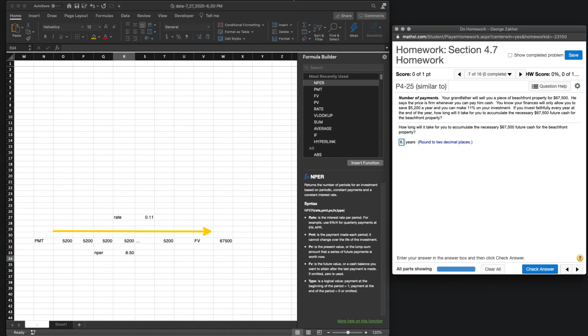Excellent. So there you have it. It's going to take about 8.5 years to be able to acquire that beachfront property.